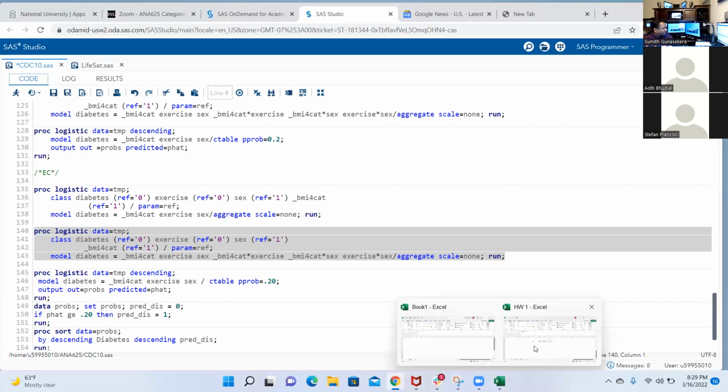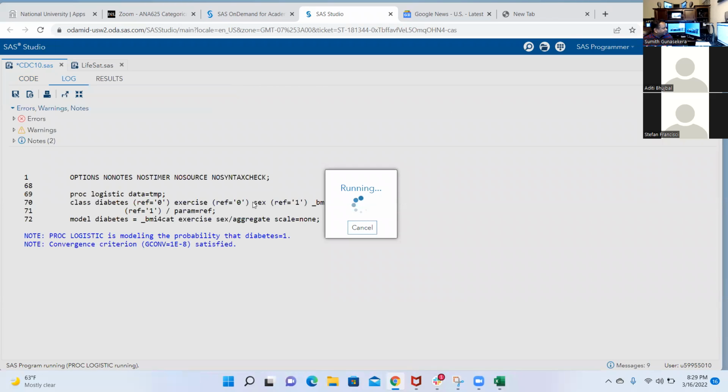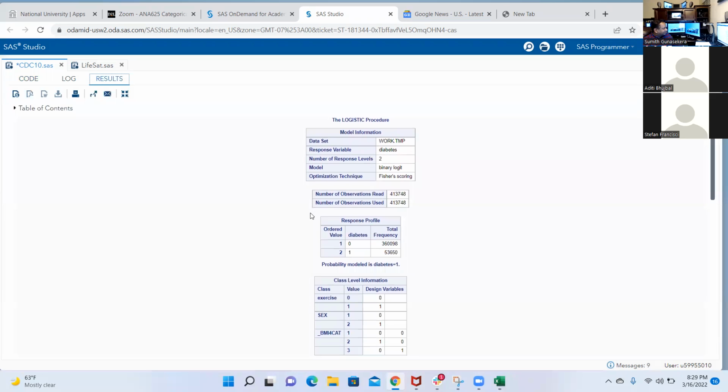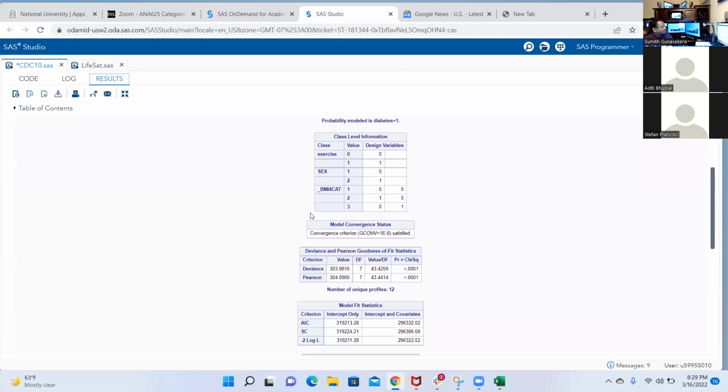Which one gives you the 26? The saturated one, the one he has highlighted, gives us 26. And above that, from line 135 to 138, it's giving us 303. The difference of the two deviances is 277, and it matches the value that we calculated using those minus 2 log L values.